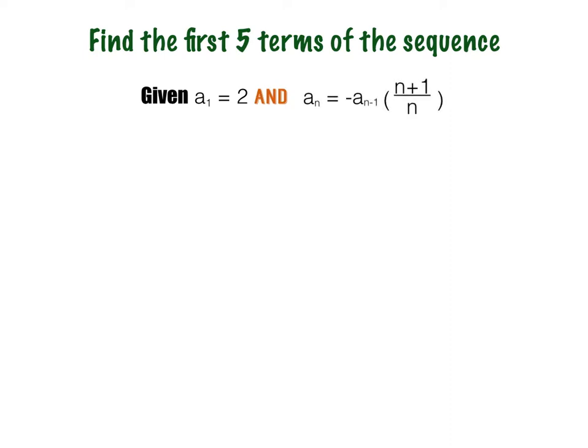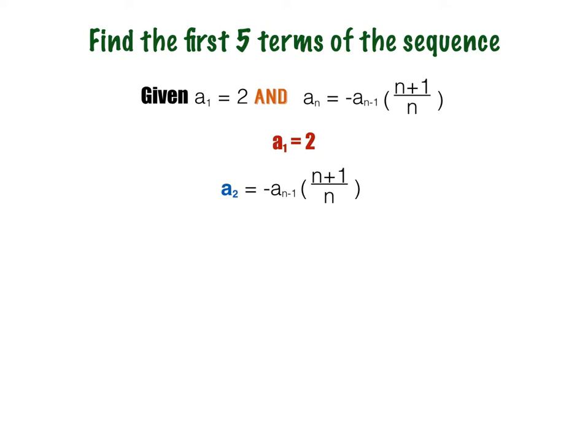So here it says a sub n, remember n represents the actual value, equals negative a sub n minus 1 times n plus 1 divided by n. Again, I'm given the value of a sub 1, which equals 2, and I want to find the value of the first 5 terms. So now I want to find the value of the second term, a sub 2.